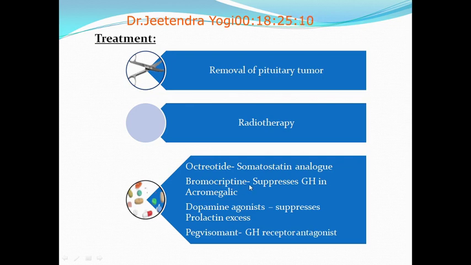We can give the bromocriptine, that can suppress the growth hormone in acromegalic individuals, but this bromocriptine can induce the growth hormone secretion in normal individuals. So in acromegalic condition, it can suppress the growth hormone. We can give the dopamine agonist if there is prolactin excess with the growth hormone excess. So this dopamine agonist can suppress the prolactin excess. And if this bromocriptine and octreotide failed to control the growth hormone or IGF-1 level, we can treat with the pegvisomant, that is the growth hormone receptor antagonist. So these are the treatment part of acromegaly or gigantism or excess secretion of growth hormone. So medical treatment and surgical treatment.